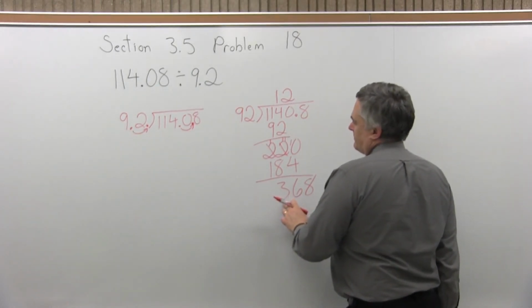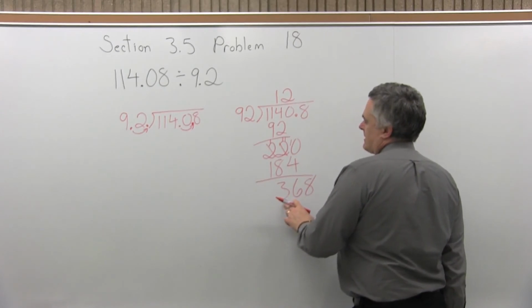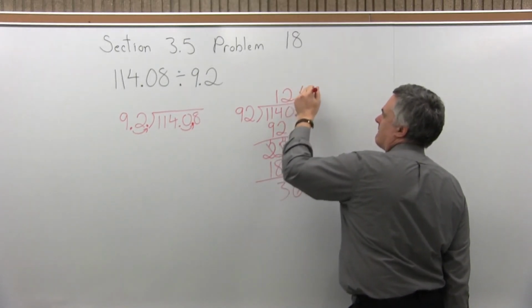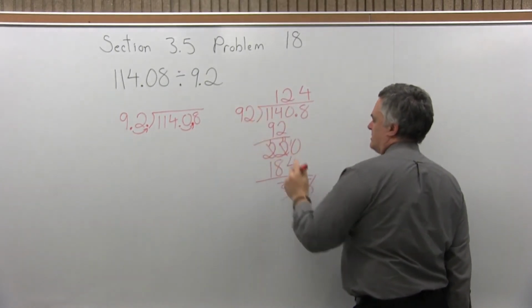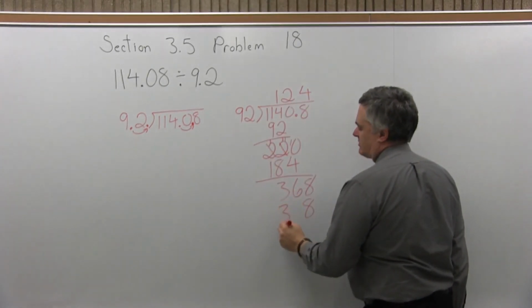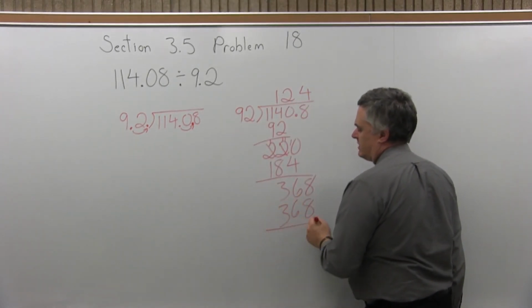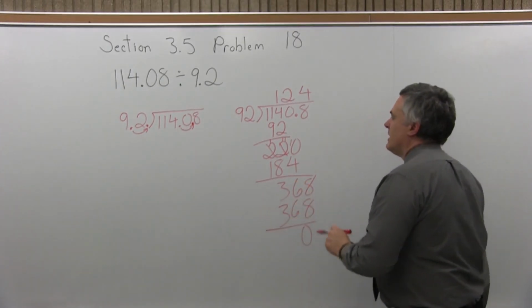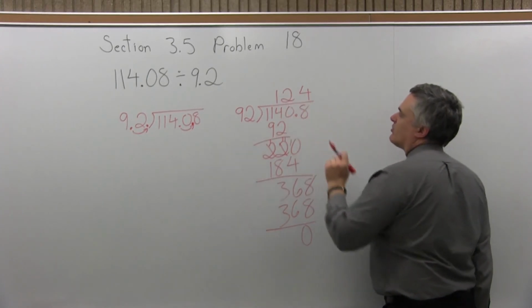So, let's see. 4 might be too big. Let's try it. 4 times 2 is 8. Well, that's a good sign. 4 times 9, 36. So it does work out okay. 368 minus 368, it's 0. I've gone all the way to the end. So I have 124 at the top.